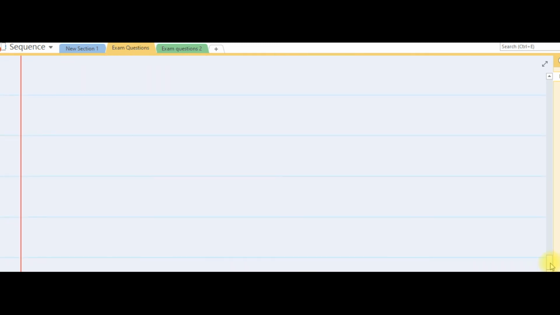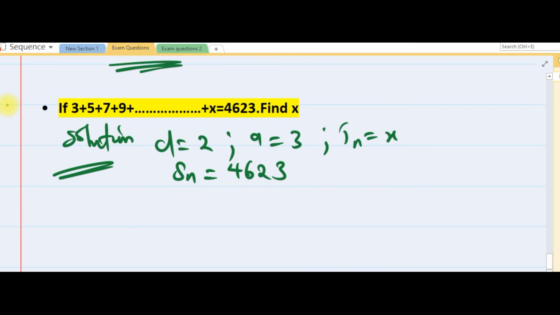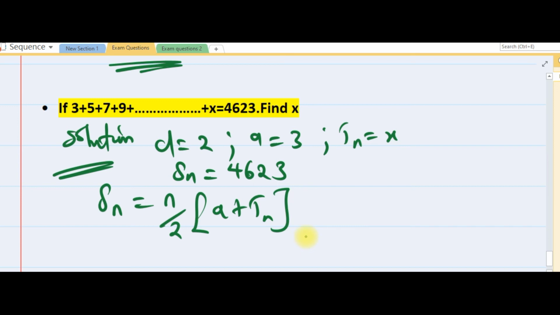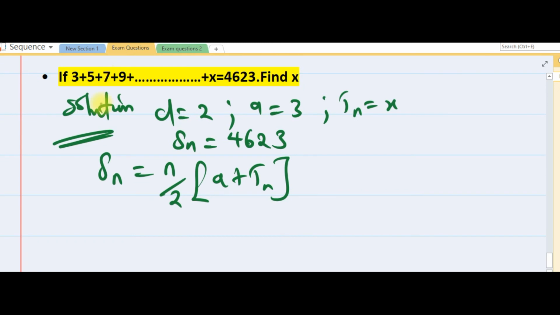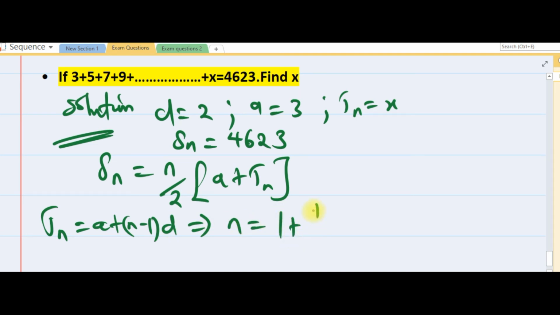They told us the sum is 4,623. And remember, the sum of the first n terms of an arithmetic progression is always n over 2, first term plus last term. But the problem here is we don't know the value of n. So we need to find n. Do you remember that the nth term equals a plus n minus 1 d? This implies that n is 1 plus last term minus first term over d. That's making it the subject of the formula.